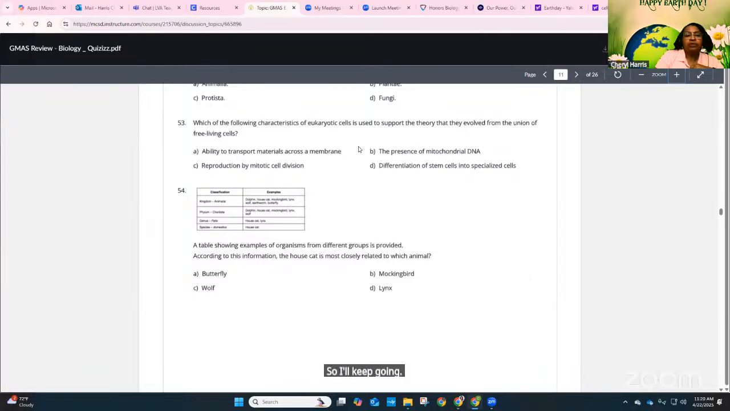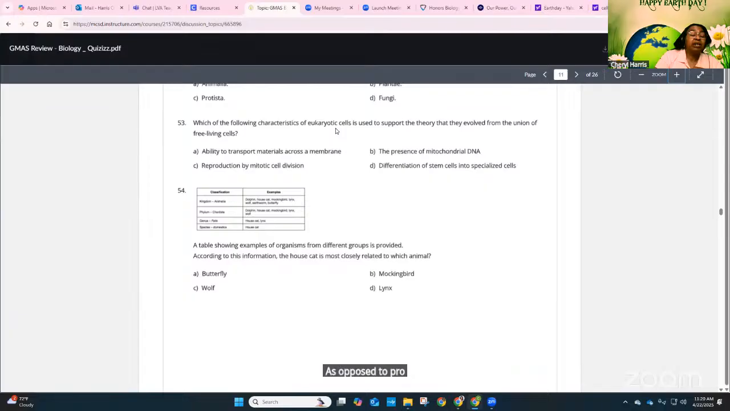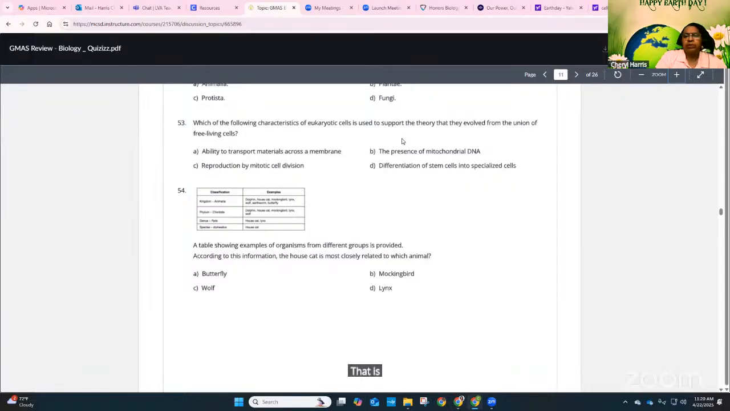Which of the following characteristics of eukaryotic cells, those are the ones that have a nucleus, as opposed to prokaryotic cells, which have genetic material but it's not in a nucleus, are used to support the theory that they evolved from the union of free cells? And that is B, the presence of mitochondria. Mitochondrial DNA is something that the prokaryotic cells don't have.